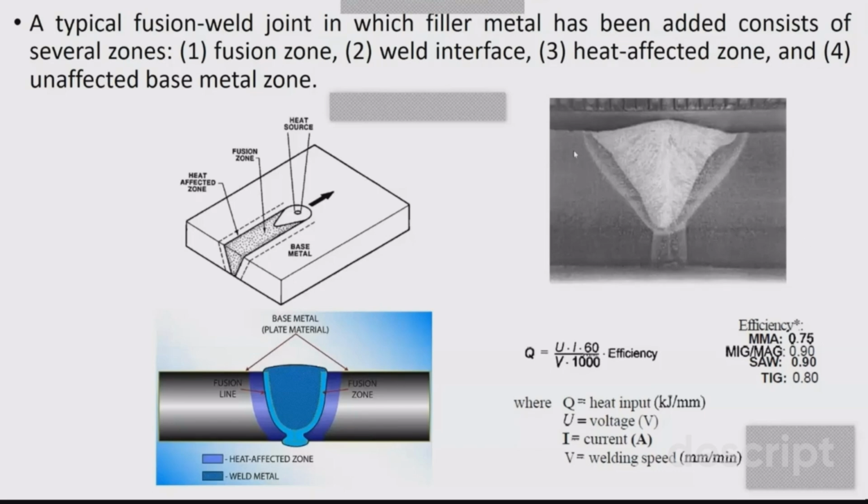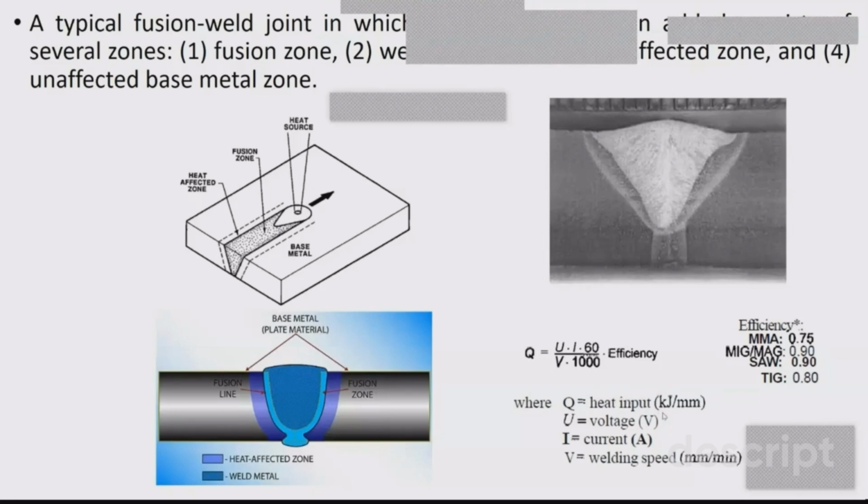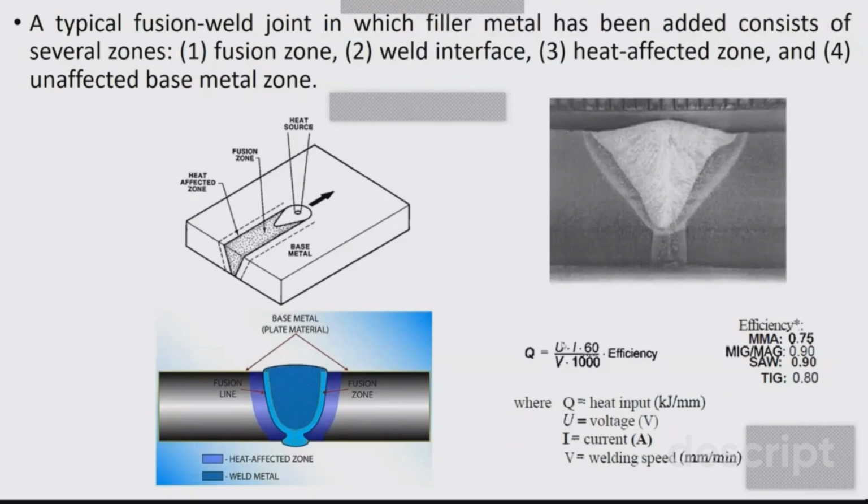During welding, the heat input can be calculated by this correlation: Q equals U into I into 60 over V into 1000, multiplied by the efficiency of the welding process. Q is the heat input in kilojoule per millimeter, U is the applied voltage, I is the current, and this is divided by V, the welding speed, which is in millimeter per minute. You have the heat input in kilojoule per minute, and then you have to multiply this formula by the efficiency.